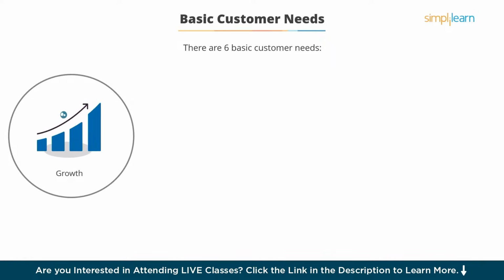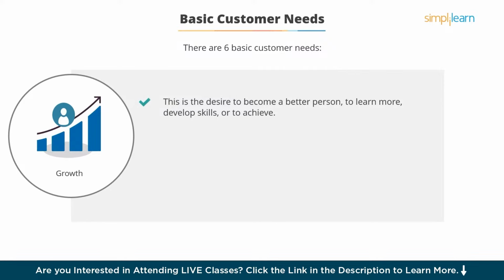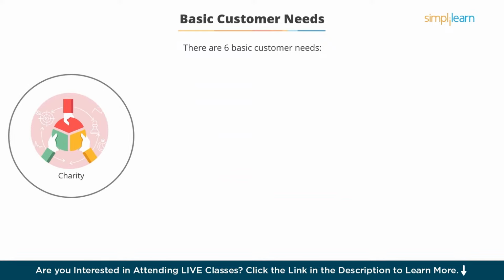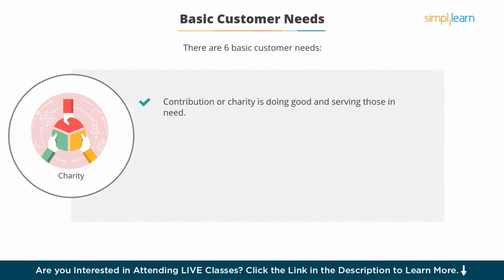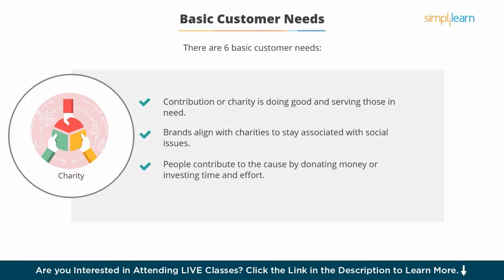Fifth, growth and advancement. This plays into our self-esteem. This is the desire to become better, a better person, to learn more, develop skills, or to achieve. Our esteem can be tied to many of these accomplishments. Sixth, charity. Doing good and serving others. Many times, brands align themselves with charities or good deeds in order to be associated with causes or issues. People donate money, time, and effort to help others, and it creates good feelings in doing so.